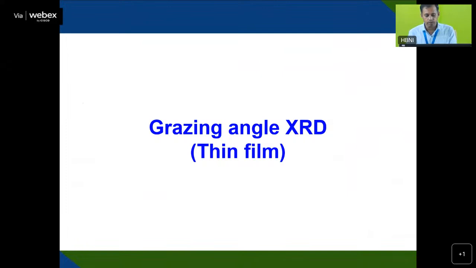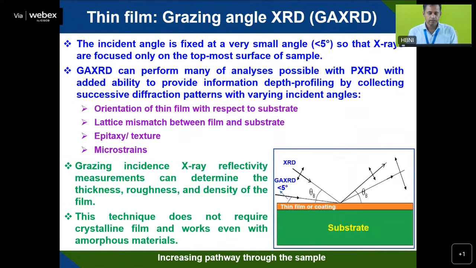So for that you have to go for grazing angle XRD, which is used for thin film analysis. Grazing angle XRD is sometimes called glancing angle XRD. In grazing angle, the incident angle is fixed. You can see here a substrate at the bottom, and on the substrate this is the coating thickness. The X-ray incident angle is fixed here, theta less than 5 degrees, so the X-rays are focused only on the top structure.